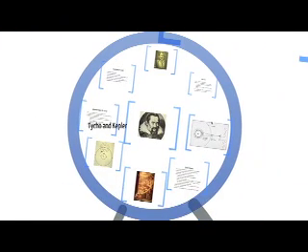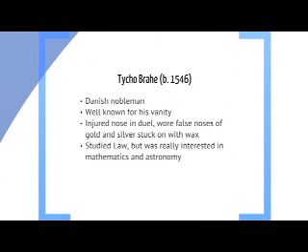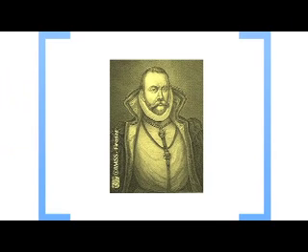So we move on to Tycho and Kepler. Tycho was a guy who had a gold and silver nose stuck on with wax because he lost it in a duel, but he was a mathematician, a Danish nobleman, well known for being quite vain, but very good at math and astronomy. There's the man right there.